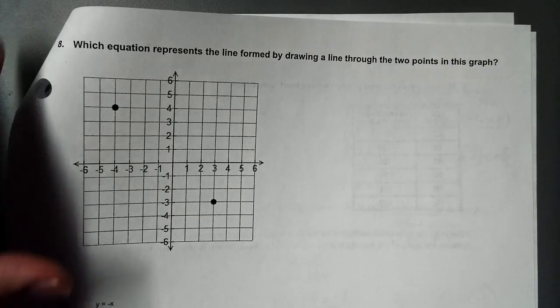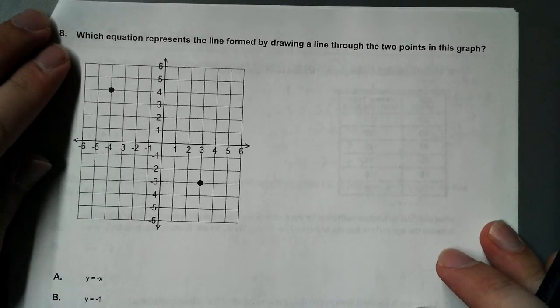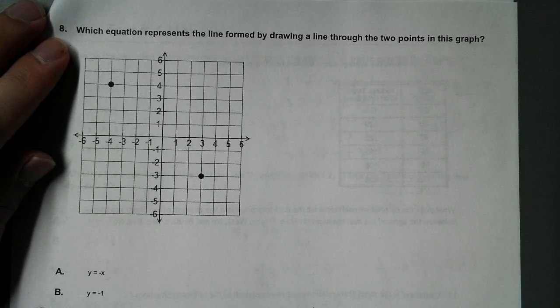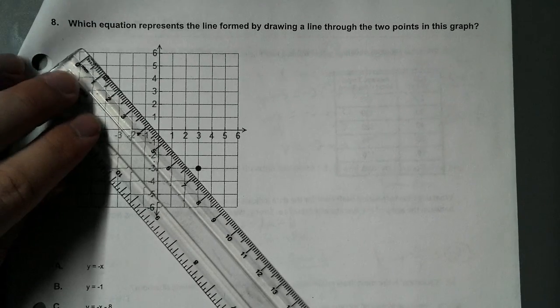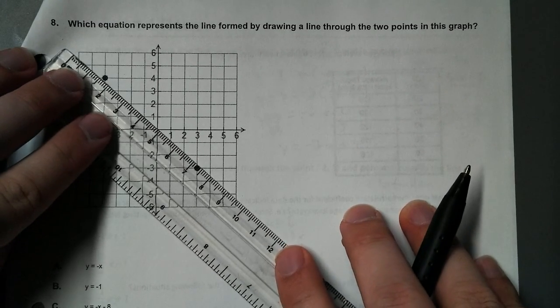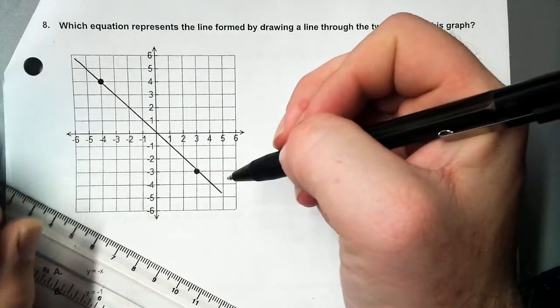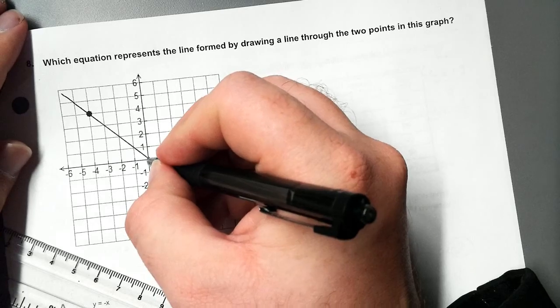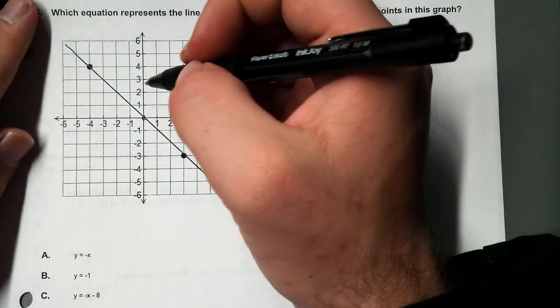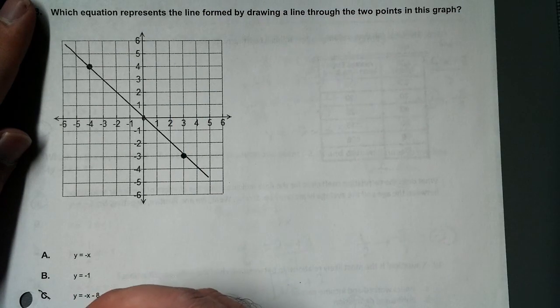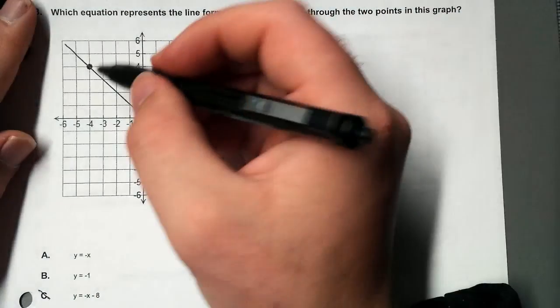Number 8, which equation represents a line formed by drawing a line through 2 points on the graph? Now, on this one, all you have to do is draw a line and make your equation. So where does this hit the y-axis? At 0, 0. So we know there's going to be nothing plus or minus. It cannot be C, it cannot be D. And now let's find the slope.